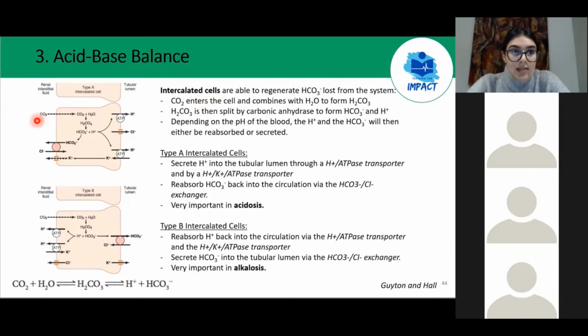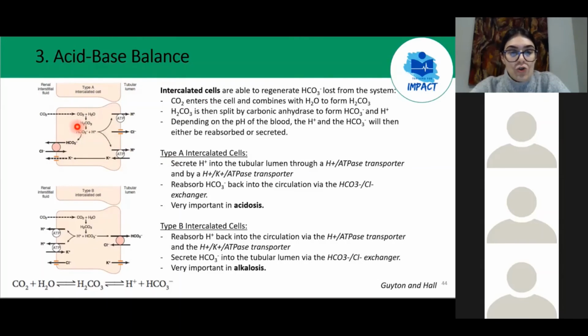And the way that this happens is carbon dioxide enters the cell, then it combines with water, and the combined product of that forms H2CO3. The H2CO3 is then split by this enzyme called carbonic anhydrase to form HCO3 bicarb and hydrogen ion as well. And then depending on the pH of the blood, different things will happen to these two products, to the bicarb and to the hydrogen ion. So in our type A intercalated cells, these guys are activated when the body is in a state of acidosis.